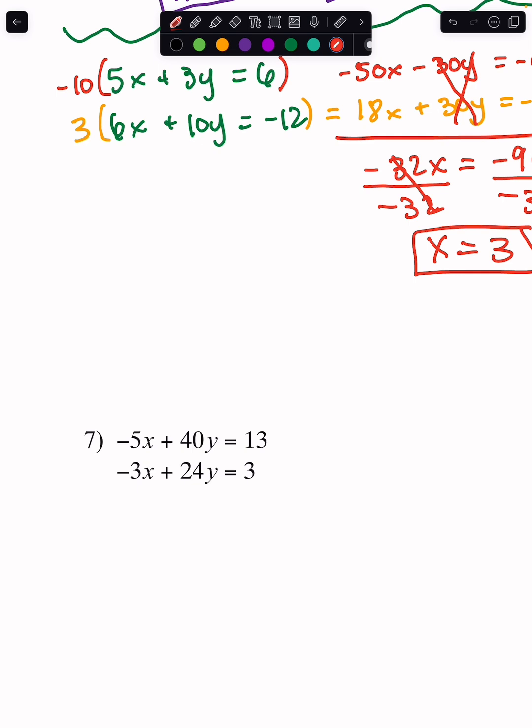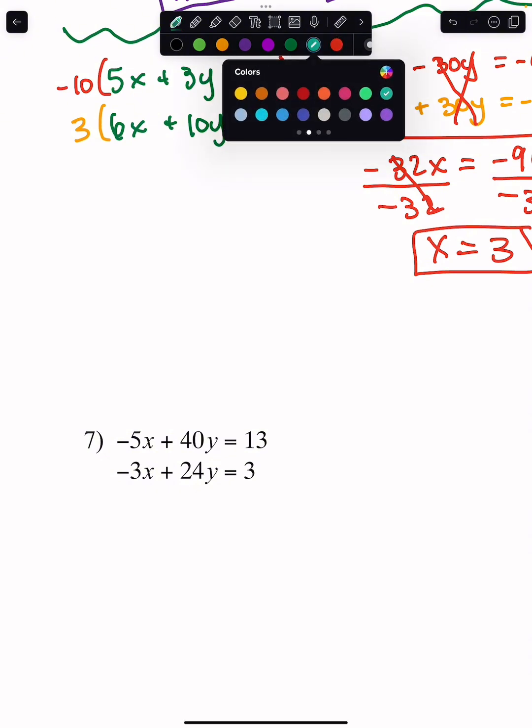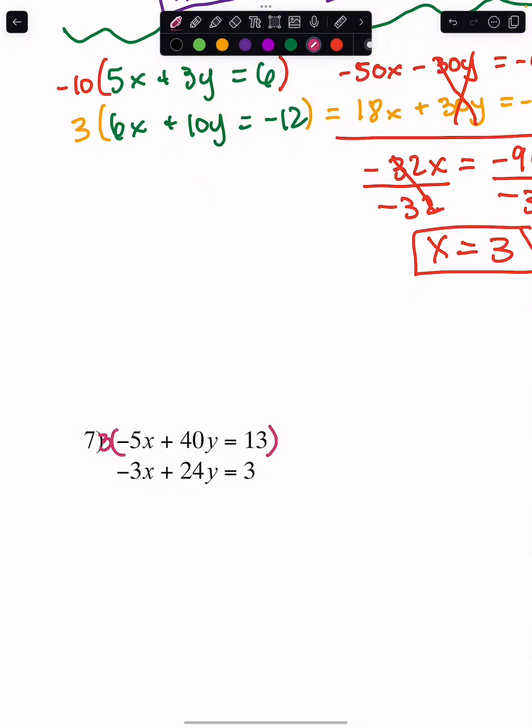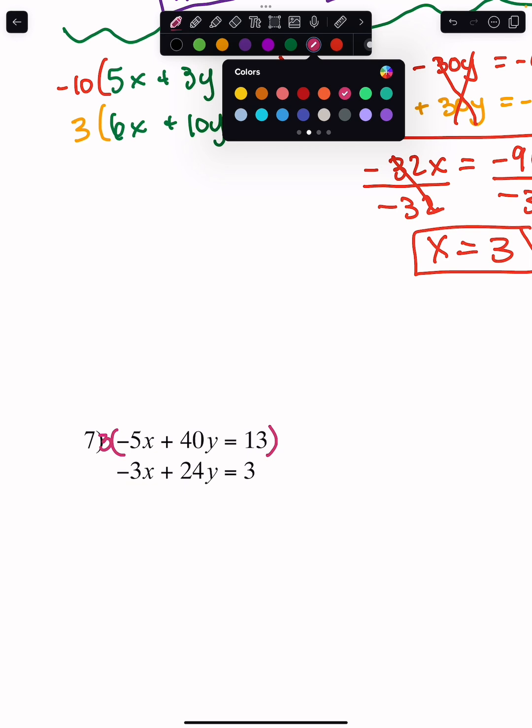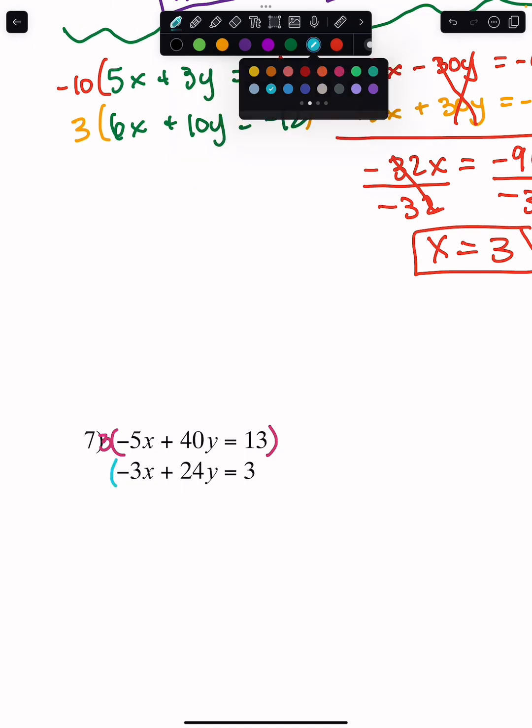And since one of them already has a negative, let's take the top line. And again, it's all up to you how you want to do this. Let's take this top line and multiply it times 3. And let's take this bottom line and multiply it times -5. And remember, I have to do that -5 part because I need the opposite signs.